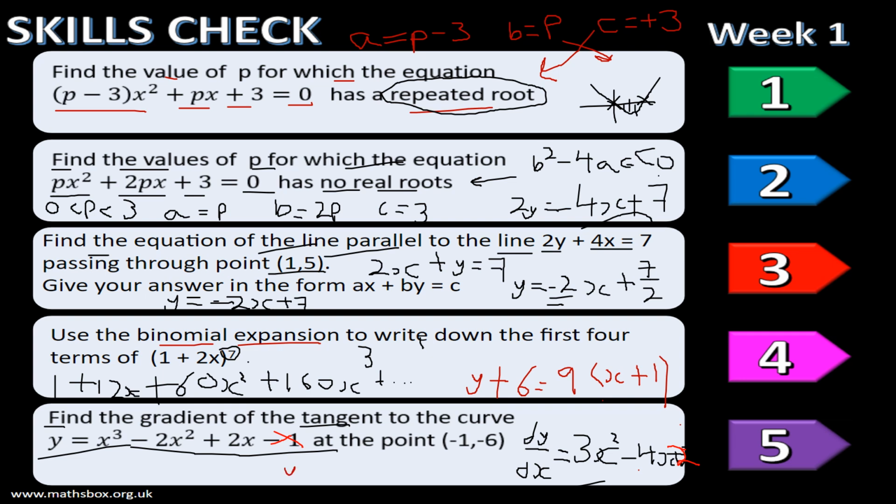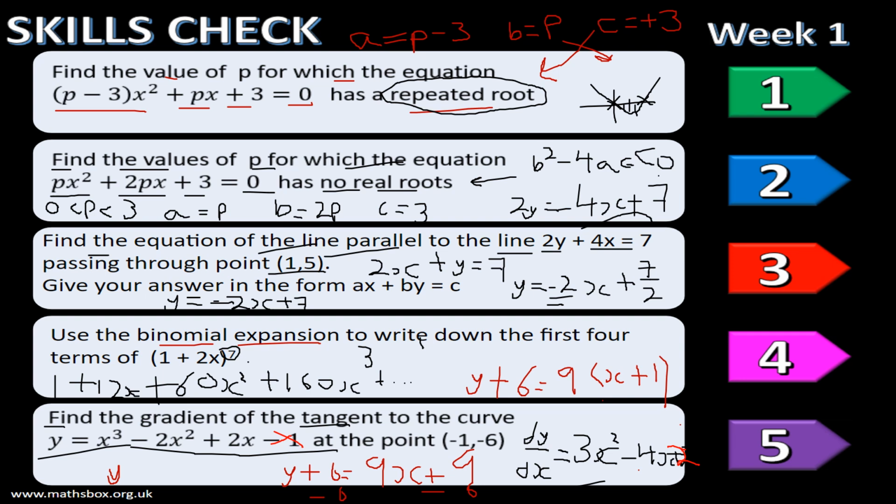What we're going to get, sorry, I'll do it in full here just so you can see. y + 6 = 9x + 9. Subtract 6 on both sides, and we have y = 9x + 3.